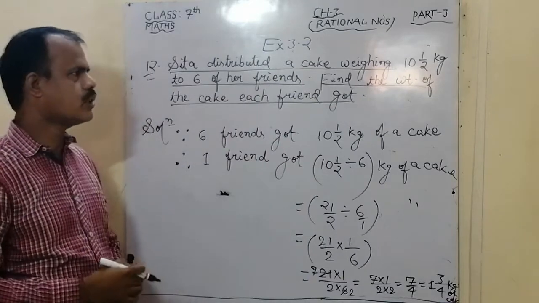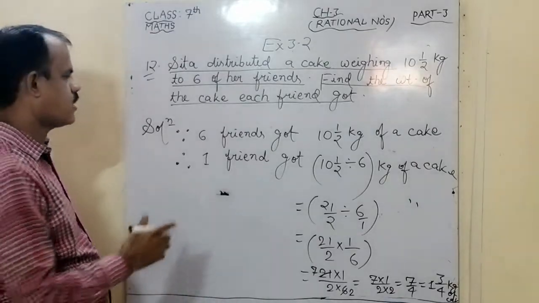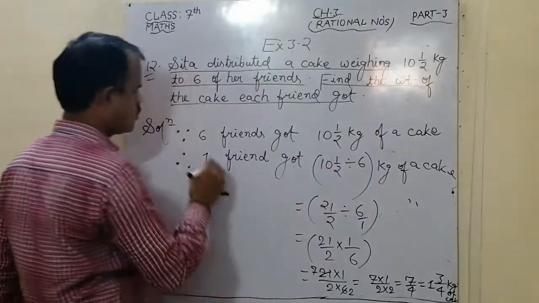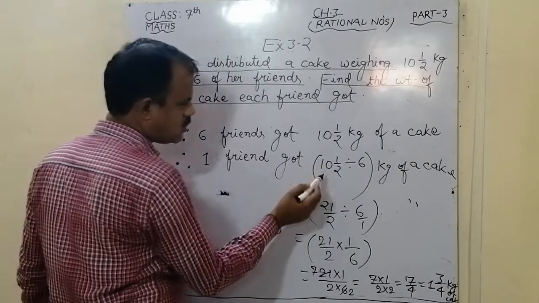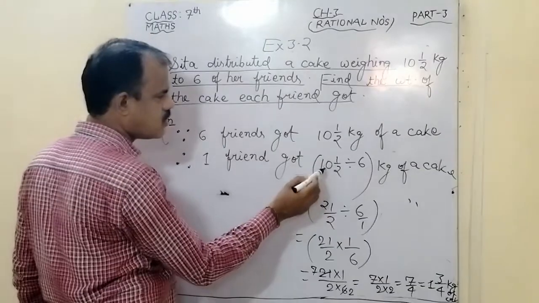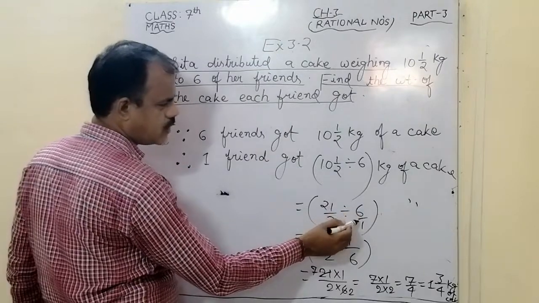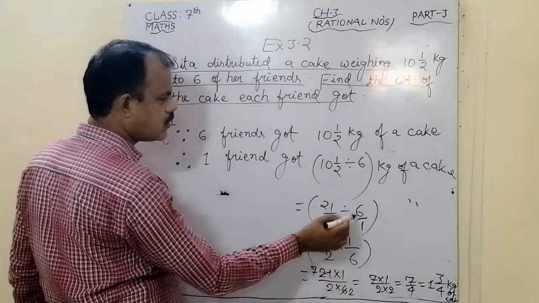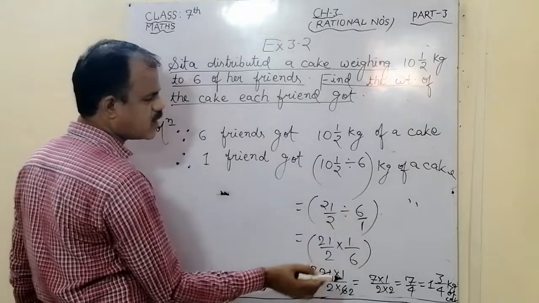So student, total weight of cake is 10.5 kg and it is distributed among 6 friends. So we write here 6 friend got 10.5 kg of cake. So one friend got 10.5 divided by 6. So we change this 10.5 into improper fraction because this is mixed fraction. So 10 2 ja 21 by 2 divided by 6 and we write here 6 upon 1. So 21 by 2 multiply, when we change this divide into multiply, it becomes 6 by 1 becomes 1 by 6.